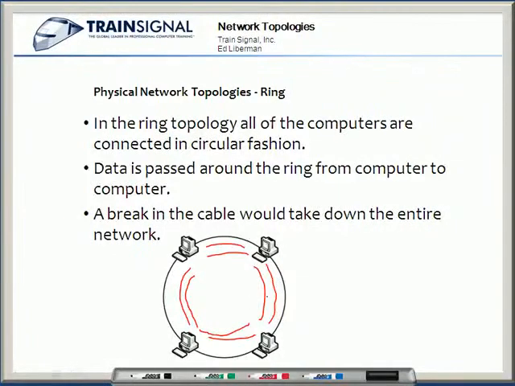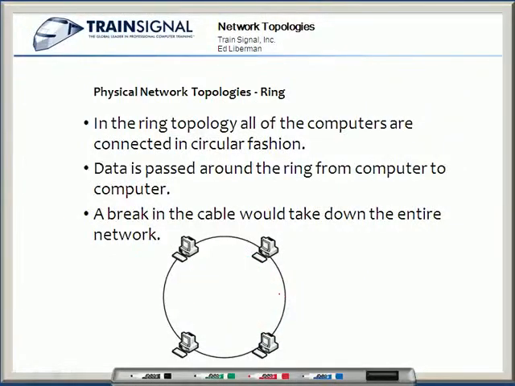Now, because of this, a single break in the cable, so if we break our cable, that's going to take down the entire network. Why? Because again, data is trying to travel round and round, and when it gets to here, it's going to say, oh, I'm done. So the entire network will be down.